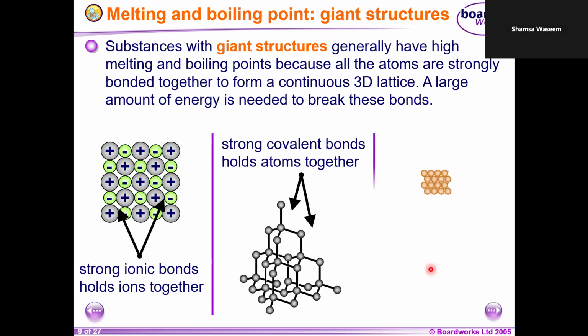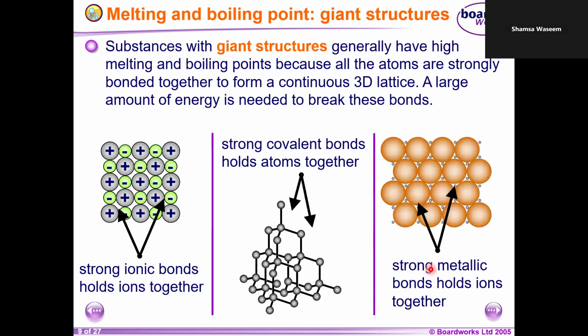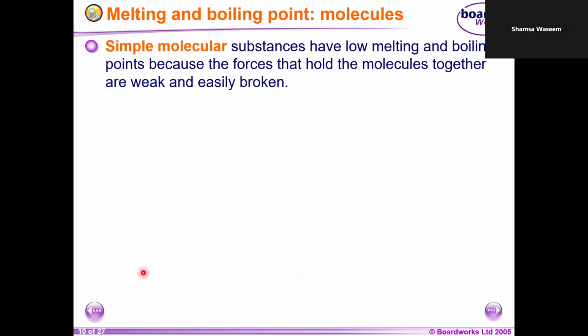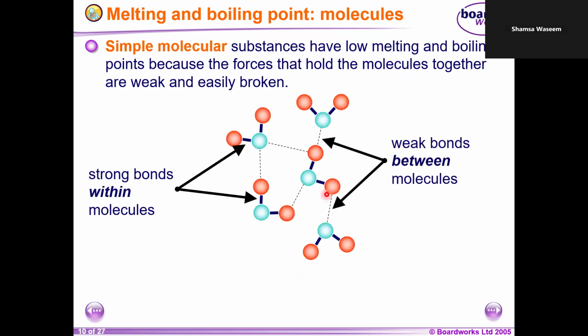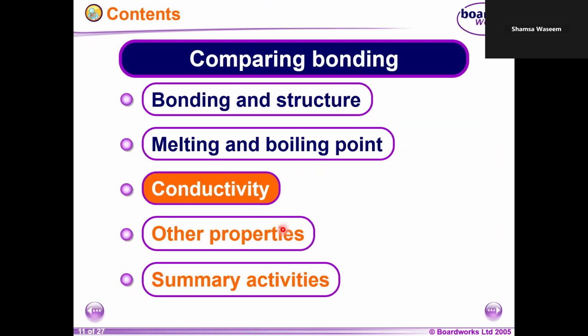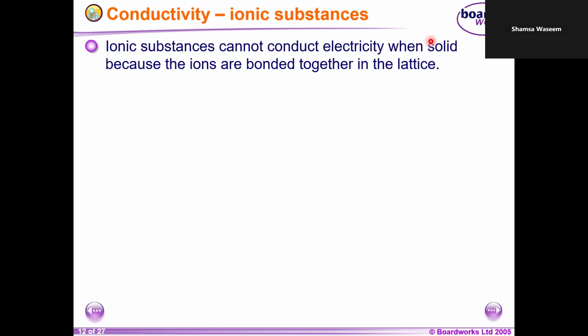Metals are solid at room temperature, except mercury, which exists as a liquid. So I hope that is clear. This shows the metallic bond, this shows giant covalent structures, and this shows the ionic compounds. And this is the simple molecules, where there is a weak force of attraction between molecules, so less energy is required to overcome these forces.